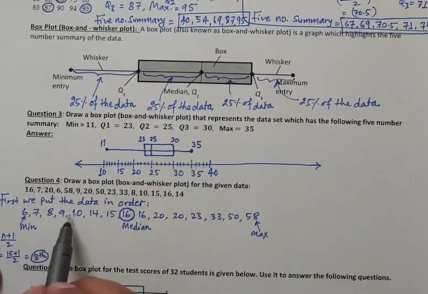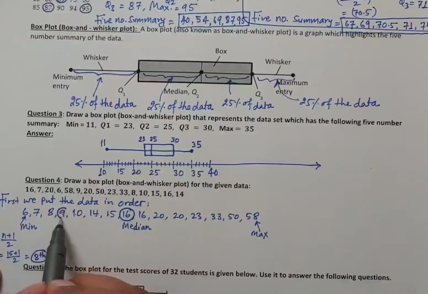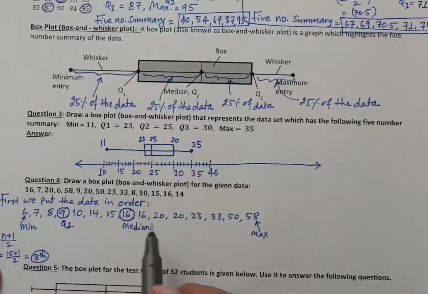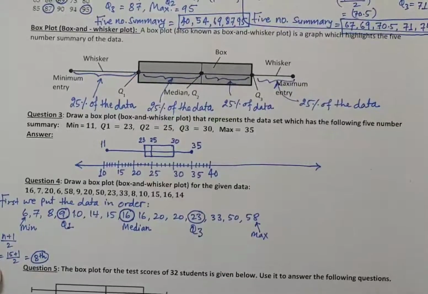So 1, 2, 3, 4, 5, 6, 7. 7 plus 1 is 8, divide 2 is 4. So 1, 2, 3, 4. This number is Q1, the first quartile. And 1, 2, 3, 4 from the other side. This number is the third quartile, Q3. So now we got the 5-number summary.